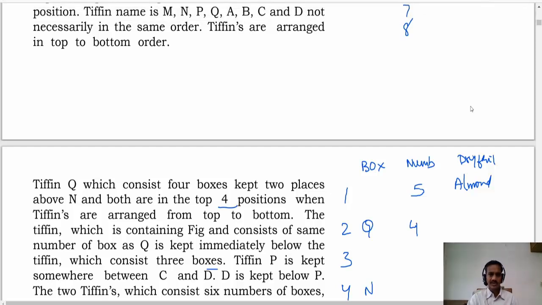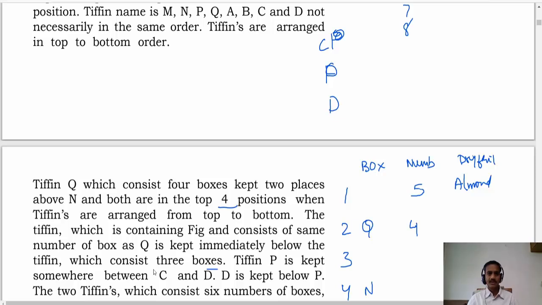Q is kept immediately below this one. T is kept somewhere between C and P. Where, tell me? Between C and D. D is kept below P. D is kept below P, isn't it? Now C is kept somewhere between P and D. P is kept somewhere between C and D.